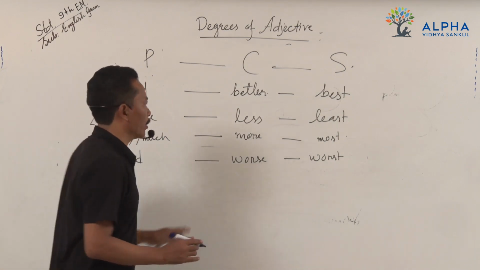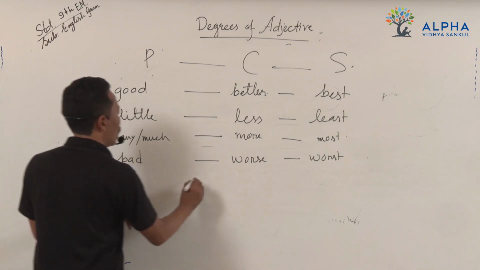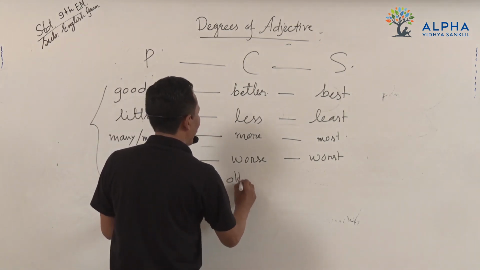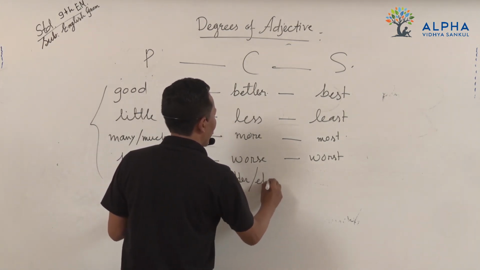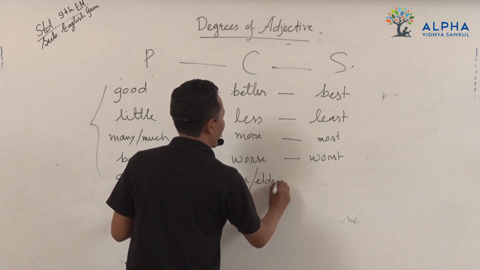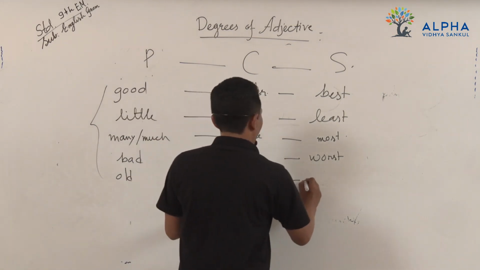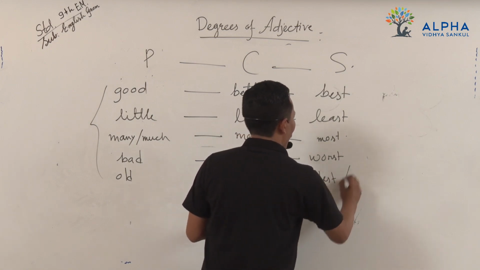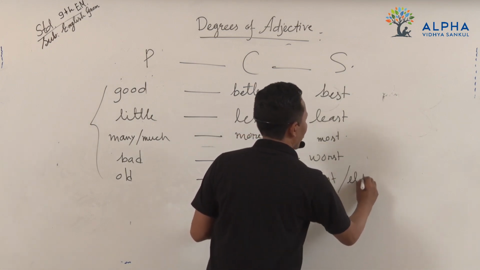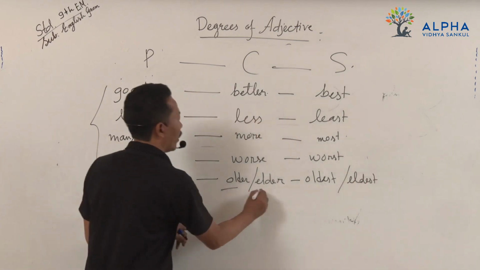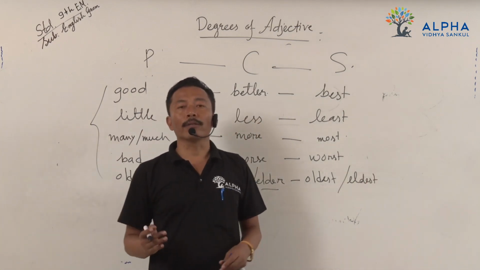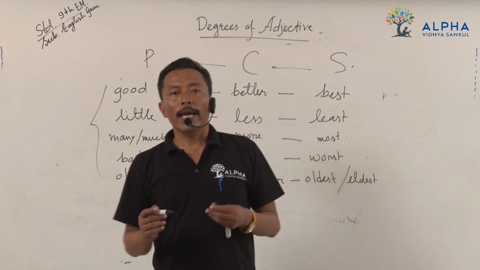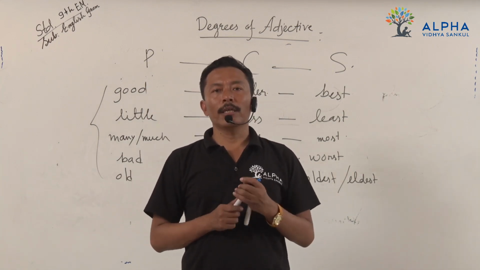So sometimes you say old, older, and we use elder also, and oldest or eldest. And you know, older and elder, their uses are different. So for today, let me conclude my lecture. Thank you all.